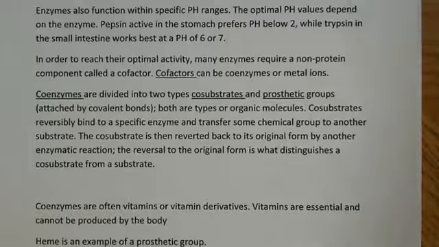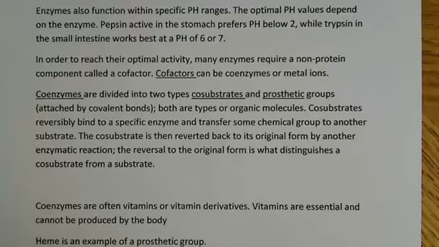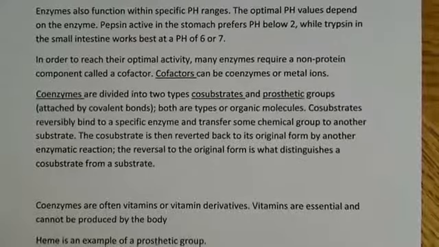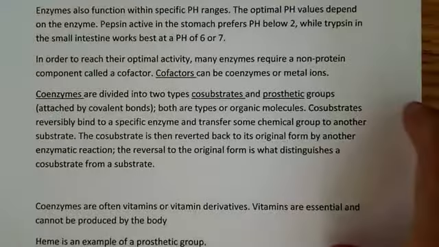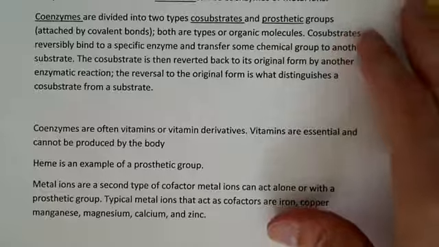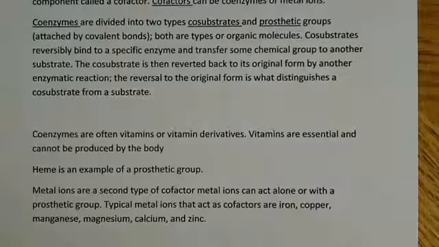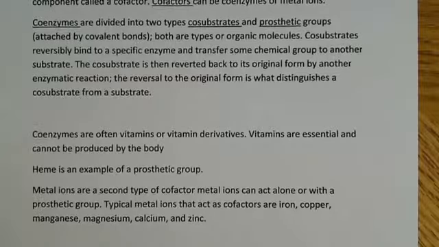In order to reach optimal activity, many enzymes require a non-protein component called a cofactor. And cofactors can be coenzymes or metal ions. So that's about as far as you have to go with cofactors and coenzymes. Some professors might cover them really in depth, but for the most part, it's just getting an intuitive understanding of what they do. And coenzymes are divided into two types: co-substrates and prosthetic groups, which are attached by covalent bonds. It's kind of important to know because a lot of, say, allosteric effectors are not attached by covalent bonds, but rather they're attached by weak intermolecular forces like hydrogen bonds.